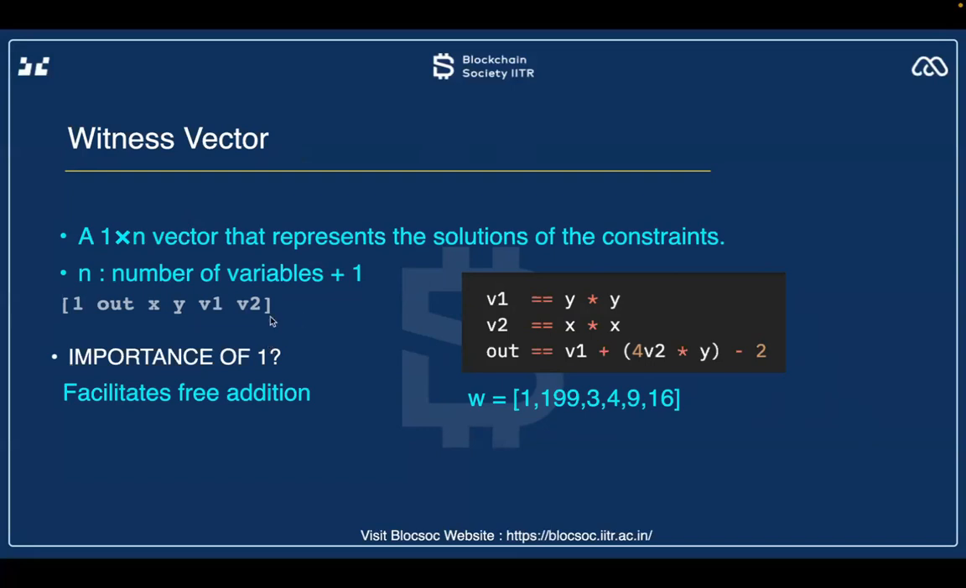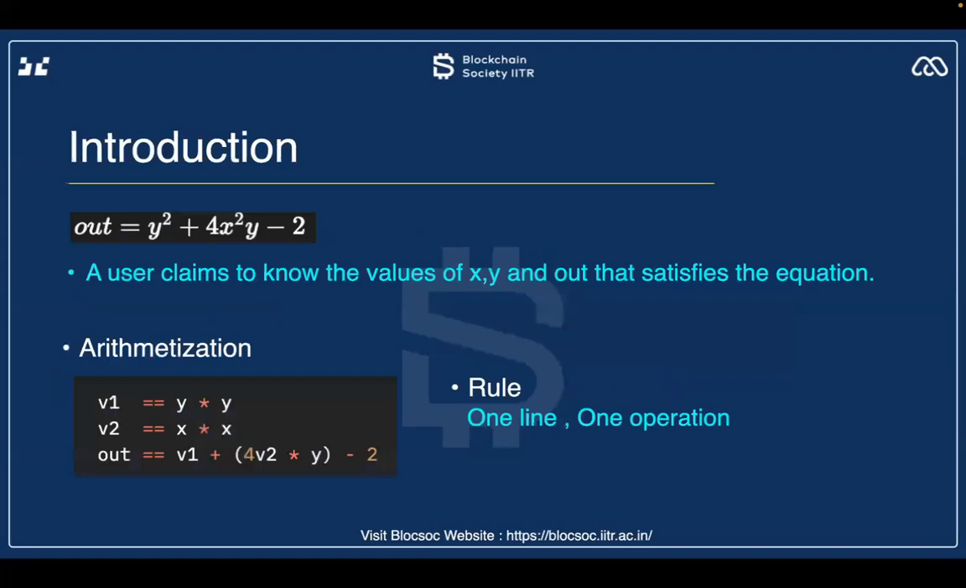So this is the structure of our witness vector. And you can see there is an extra one here. So what's the importance of one? It facilitates free addition. And how's that? I will come to that later. For this set of constraints, the witness vector is this. This means that for x equal to 3 and y equal to 4 and out equal to 199, it is a solution of our original equation.